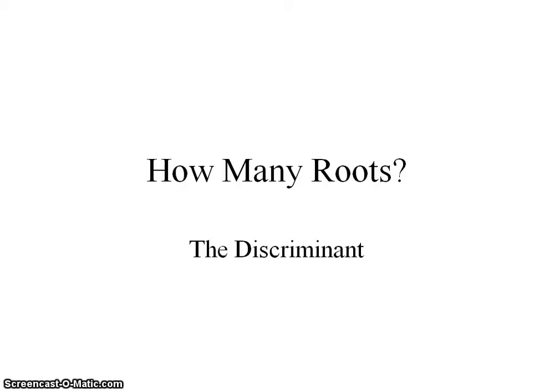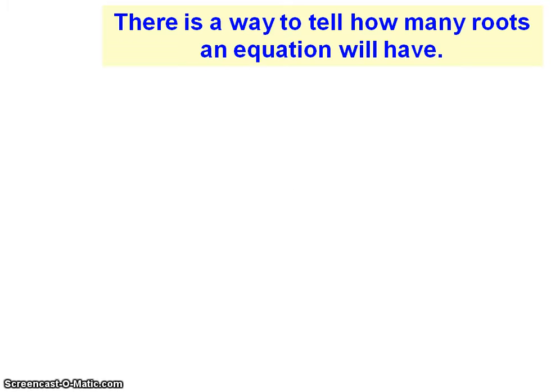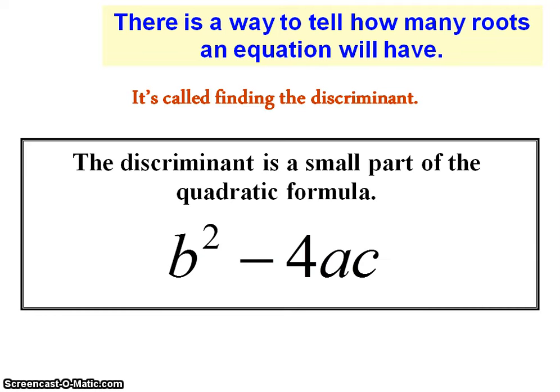Okay, today we're going to look at how to determine how many roots a quadratic function has without graphing it, and we're going to do that by using the discriminant. One way that we can calculate the number of roots is to evaluate the discriminant. Now the discriminant is a part of the quadratic formula underneath the radical. It's the algebraic expression b squared minus 4 times a times c.